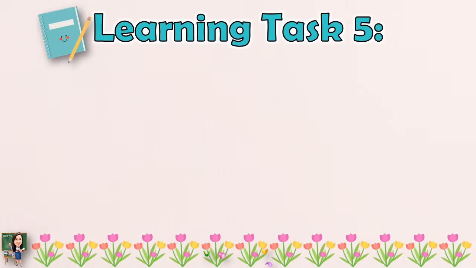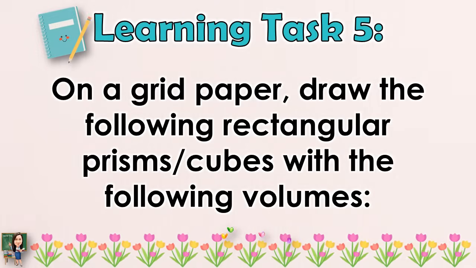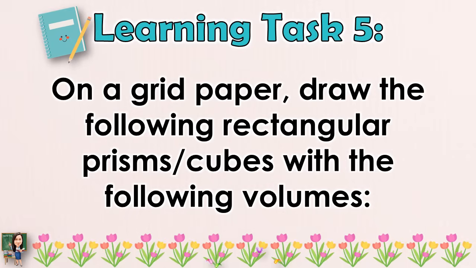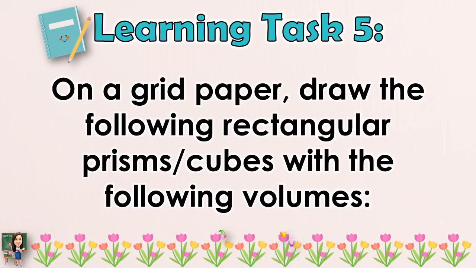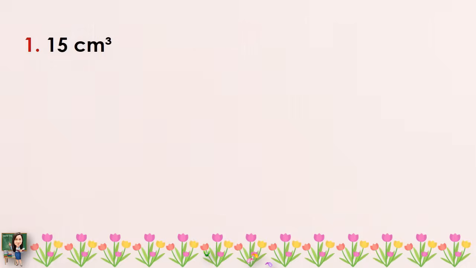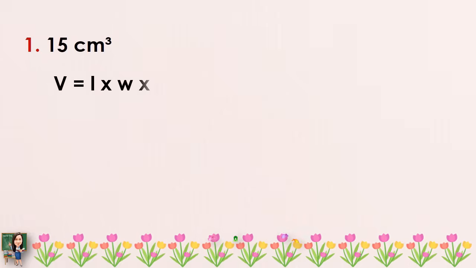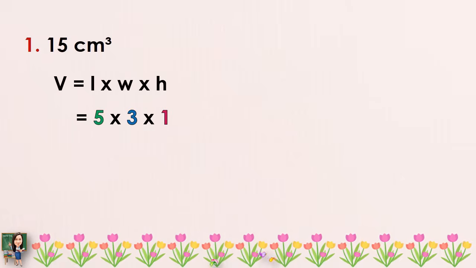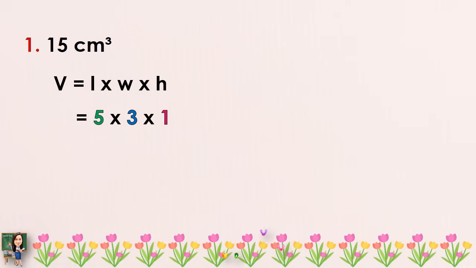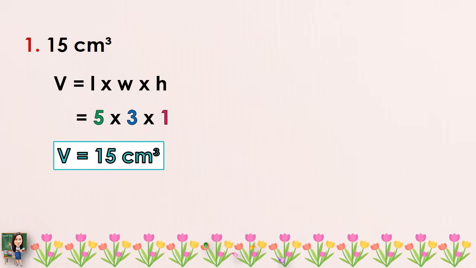Learning Task 5. On a grid paper, draw the following rectangular prisms or cubes with the following volumes. Number 1. The volume is 15 cubic centimeter. You will draw a rectangular prism for this to get the length, width, and the height. So therefore, the length is 5, the width is 3, and the height is 1 to get the volume, which is 15 cubic centimeter.